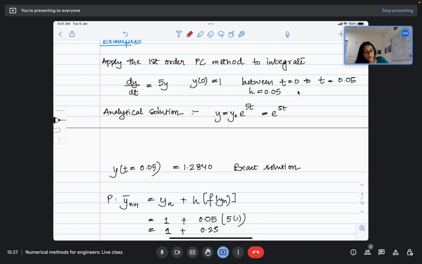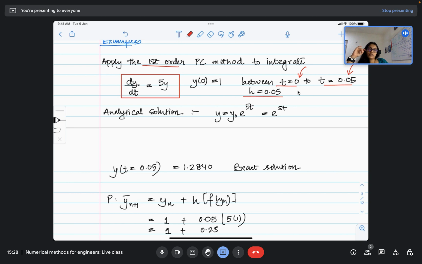Okay. So let's see an example of how we are actually supposed to go ahead with this predictor corrector technique. So we will apply this first order predictor corrector method to integrate a very simple example, that is dy by dt is equal to 5 pi. Okay. And here the initial condition that is given to us is y of 0 is equal to 1. And we are trying to compute this from t equal to 0 to t equal to 0.05, where the h value that we have is 0.05 itself. So one value at t equal to 0 is known, and in just the next step we are supposed to compute the value of y.